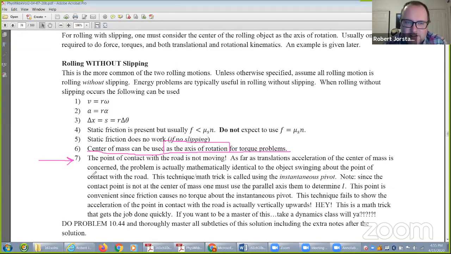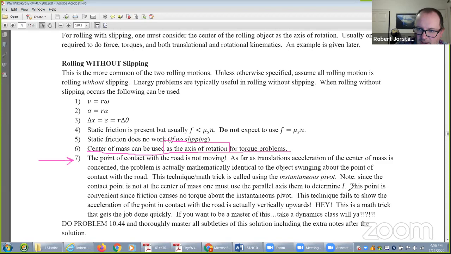The point of contact with the road is not moving. That point is called the instantaneous pivot. So when this ball is rolling downhill, you can think of it actually as swinging downhill, and then the pivot point changes to the next point on the ball, and then it swings another little half a radian or something. Then the pivot point changes again, and it's literally just swinging about the point of contact with the road. What's weird is the pivot keeps moving from instant to instant, and that's why it's called the instantaneous pivot. At any one instant, the point in contact with the road can be thought of as a pivot point. And it's a super trippy thing, but it ends up working out.